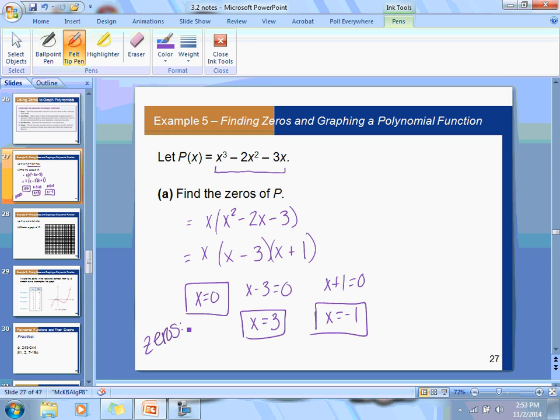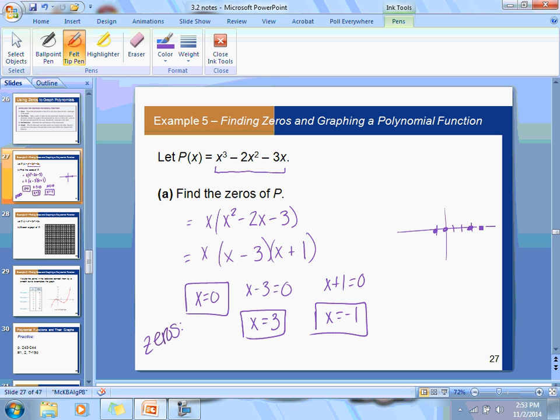Before we go on to actually graphing it, let's take a moment and think about some of these other characteristics of the graph. We've got our 3 zeros here. If you think of it in terms of a number line, we'd have negative 1, 0, and 3. So right there, and right there, and right there, there's 3 points where our graph is going to cross the x-axis.